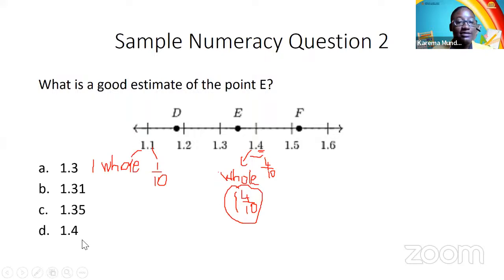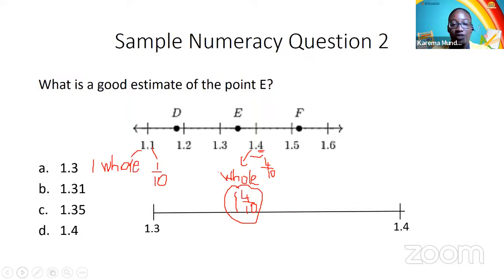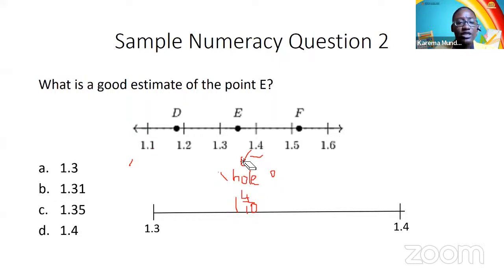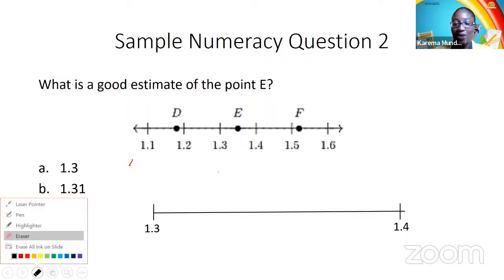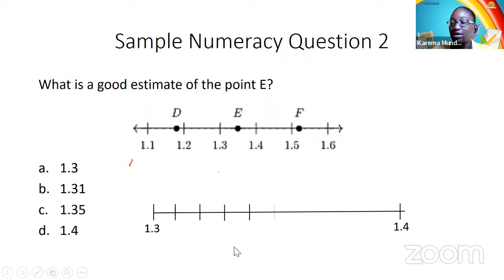All right, so we're gonna carry on quickly. So now that we established that E is somewhere between 1 and 3/10 and 1 and 4/10, we're gonna just zoom into that section of the number line. All right, so on your screen, you're seeing just that piece of the number line pulled out. And Miss Williams, I'm gonna further divide this section of the number line, or I'm gonna divide the whole into 10 equal parts. So I'm cutting again this number line, each of those intervals, into 10 equal parts.